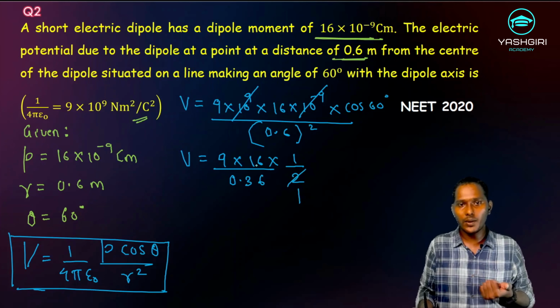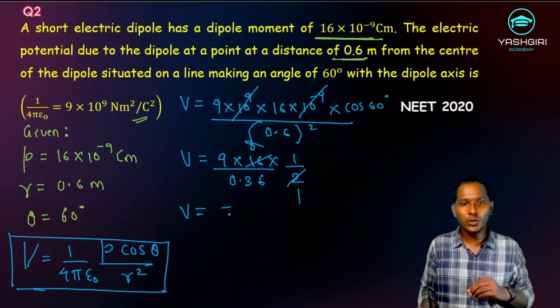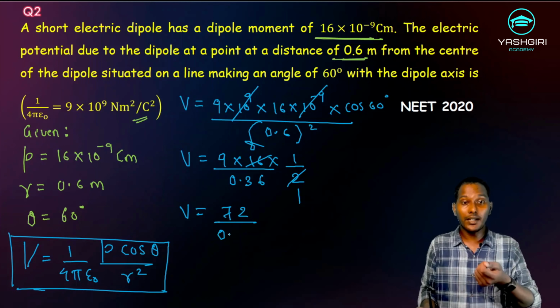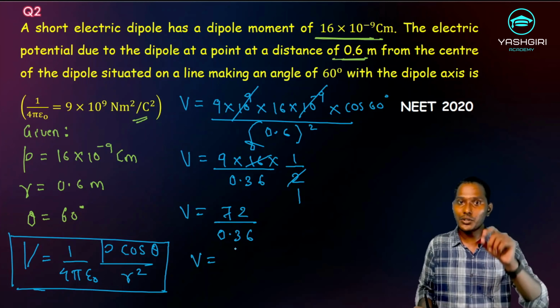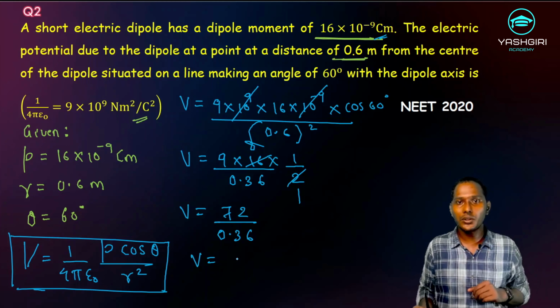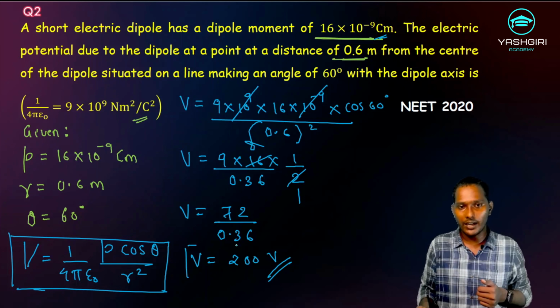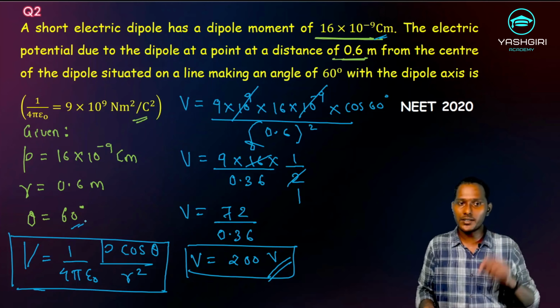So 2 1s are 2, 2 8s are 16. And V here in this case, 9 8s are 72, divided by 0.36. The electric potential at a distance of 0.6 meter due to this electric dipole moment of 16 into 10 to the power minus 9 coulomb meter will be 200 volts. That is the answer when the theta here is 60 degree.